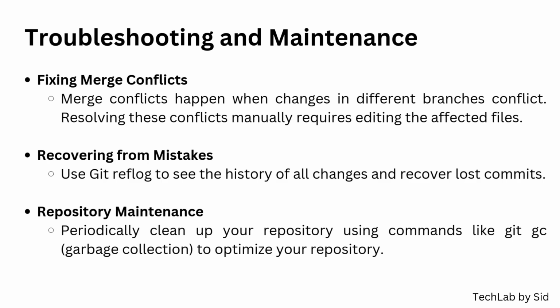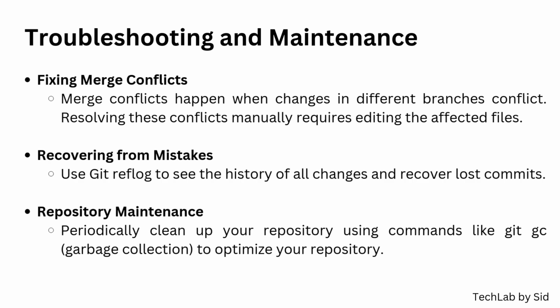Troubleshooting and maintenance. Fixing merge conflicts. Merge conflicts occur when changes in different branches conflict with each other. To resolve these conflicts, you must manually edit the affected files to decide which changes should be kept. Once resolved, you can commit the merged changes to finalize the process.